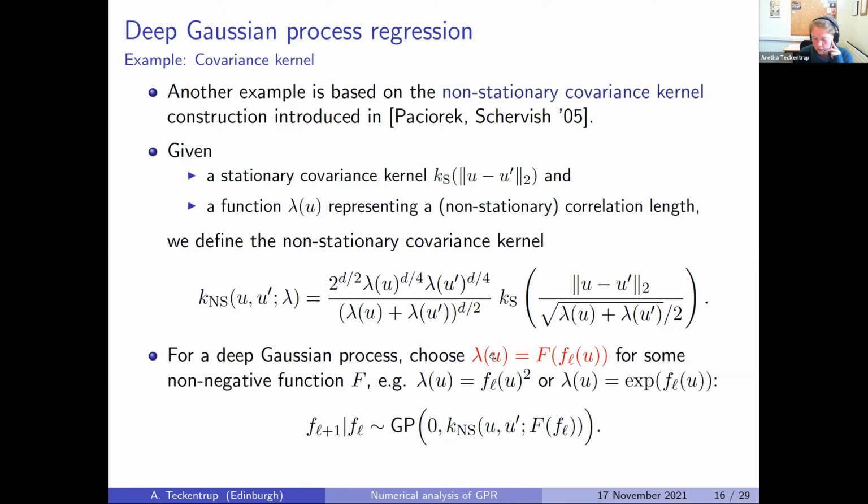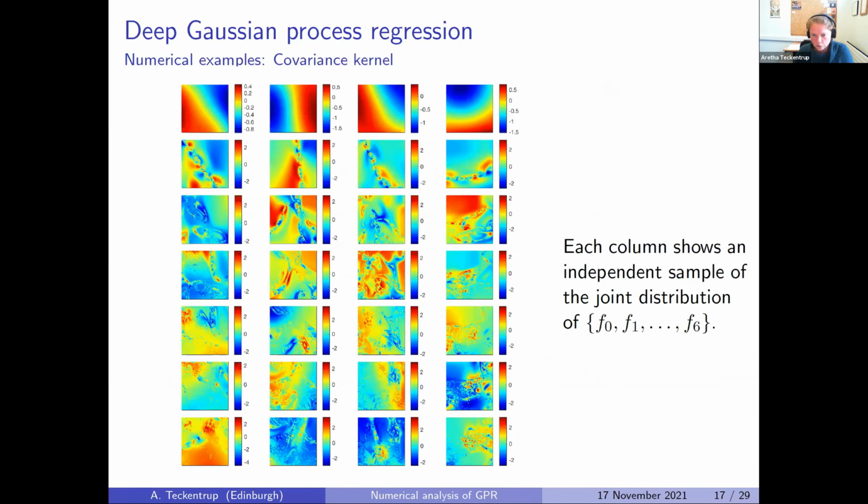Because lambda is something that is always positive, we have to apply some transformation to F_L. F_L is a Gaussian process, so in general it can be positive and negative. So you just apply some transformation, capital F here, that transforms it into something that's always positive. That might have been a bit too technical, so let me show you some pictures of what is going on.